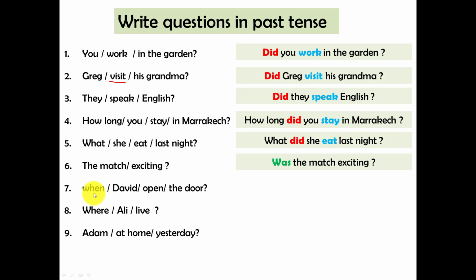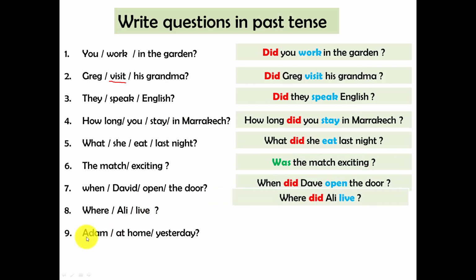7. When David opened the door. Yes, when did David open the door? Number 8. Where Ali live? Yes. So we have the verb here, live. So where did Ali live? Last one. Adam at home yesterday.